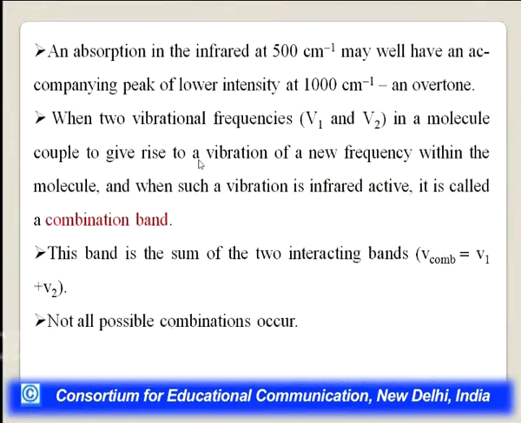This is an overtone. When two vibrational frequencies, that is ν1 and ν2, in a molecule couple to give rise to a vibration of new frequency within the molecule, and when such a vibration is infrared active, it is called a combination band. This band is the sum of the two interacting bands, that is ν1 plus ν2. You should notice here that not all possible combinations occur.